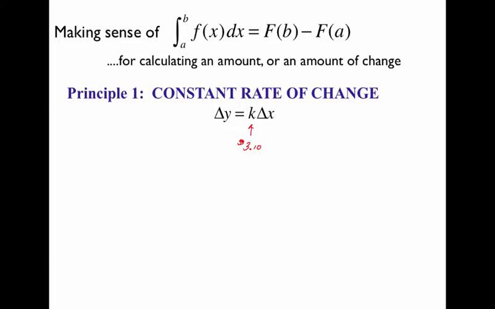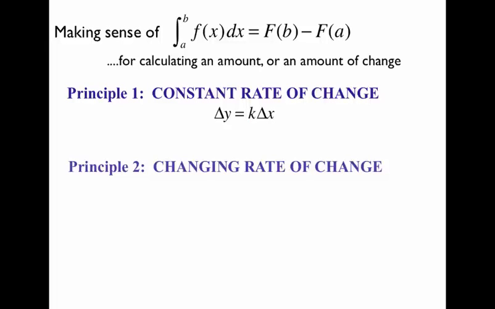Or if gas is $3.10 a gallon, and you put an additional 10 gallons in your tank, what does that tell us? $31. You're going to pay an additional $31 for that. The change in price will be 31. So this delta y equals k delta x is just representing a very simple idea of the meaning of constant rate of change.